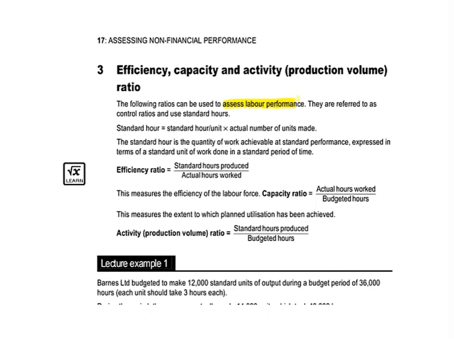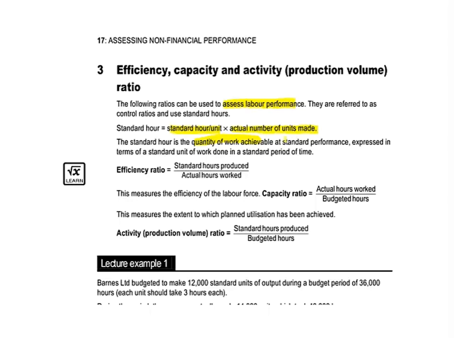So we need some definitions here. A standard hour is how long it should take per unit, multiplied by the number of actual units made. So a standard hour is an amount of work that is achievable in a set period of time.